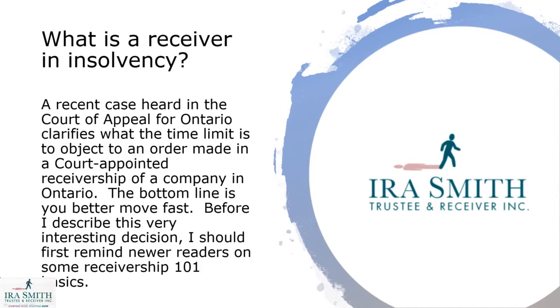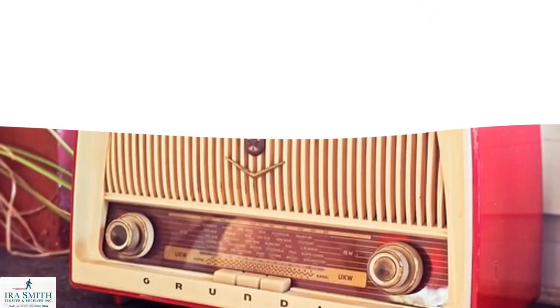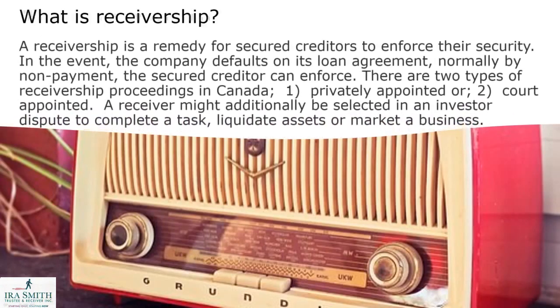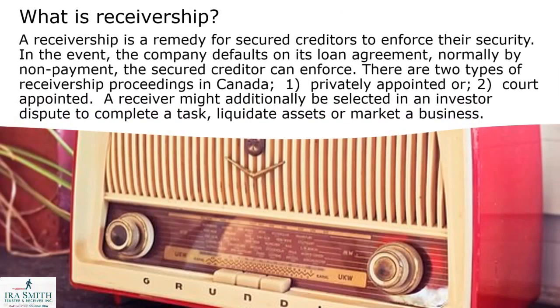Before I describe this very interesting decision, I want to remind newer readers of some Receivership 101 basics. What is receivership? A receivership is a remedy for secured creditors to enforce their security in the event the company defaults on its loan agreement, normally by non-payment. There are two types of receivership proceedings in Canada: 1. Private, 2. Court-appointed.